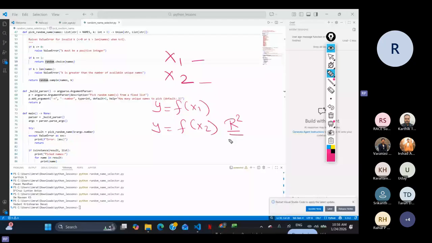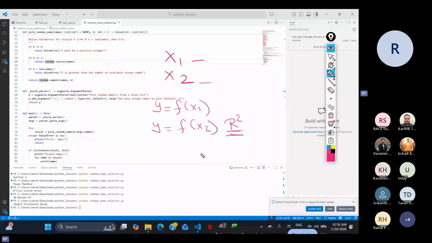Would anyone like to remind me what R square is? How much variance can the model explain? That is what R square tells. So it's nothing but a linear coefficient of correlation: how much of X can be explained by Y, or Y can be explained by X, right?